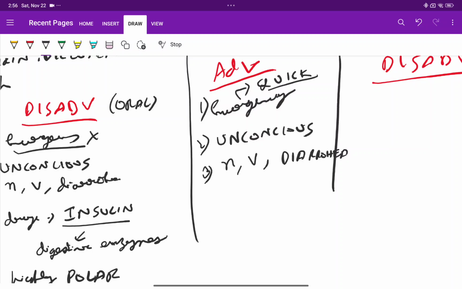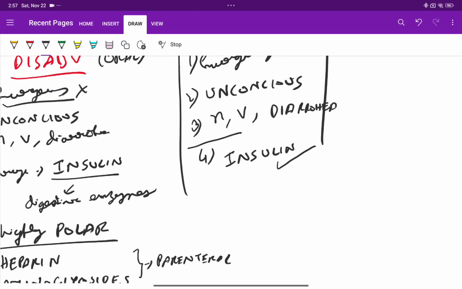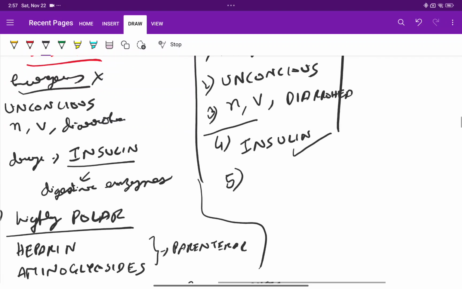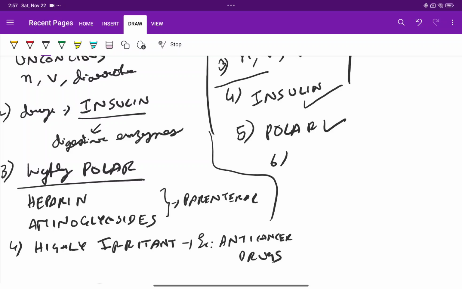It is because the drug is directly injected into the systemic circulation. Drugs like insulin, which are destroyed by the digestive enzyme, can be given through the parenteral routes. Next one, highly polar drugs were not able to be given by the oral route. Here, highly polar drugs can be given. Sixth one, highly irritant drugs like anti-cancer drugs would not have been able to be given by the oral route.